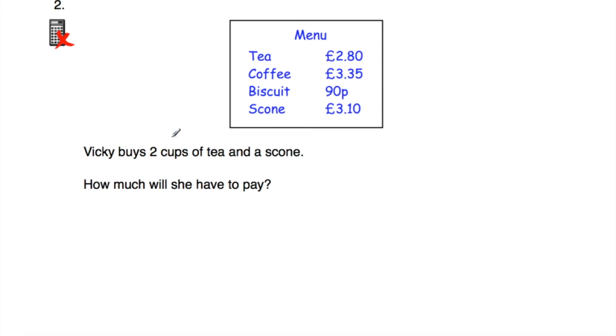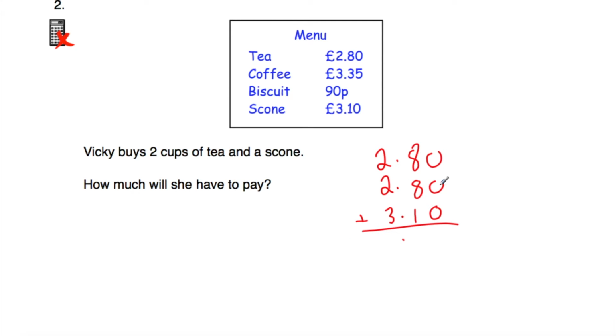In terms of this question, there's a couple of approaches we could use. We could take the cost of a cup of tea, which is £2.80, and double it because she buys 2 cups of tea, which would be £5.60. And then we could add on the price of a scone and work out the cost that way. Alternatively, we could just do one column addition. We could take the price of a cup of tea, £2.80, another cup of tea, another £2.80, and then a scone, which is £3.10. Now we want to find the total cost, so let's add them up and see what we get.